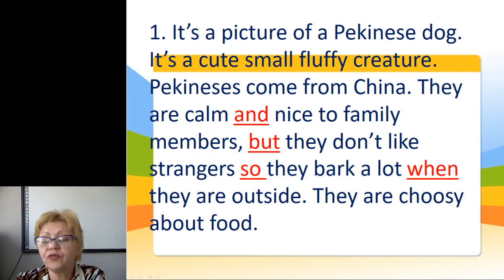And here don't forget to add your opinion, your attitude towards this picture. You can say, I like this picture because I like dogs, I'm fond of animals, or you can say, I don't like this picture, I prefer cats, or I don't like this picture because I don't like when animals live at home.